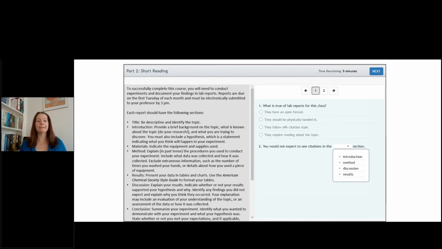So the very first thing we need to do whenever we're given an assignment in class is we're going to preview the page. So when we look at the top of this page right away, we can identify what section of the test we're working from. So this is identified as part 2 of the CAEL test, which is always the short reading section.